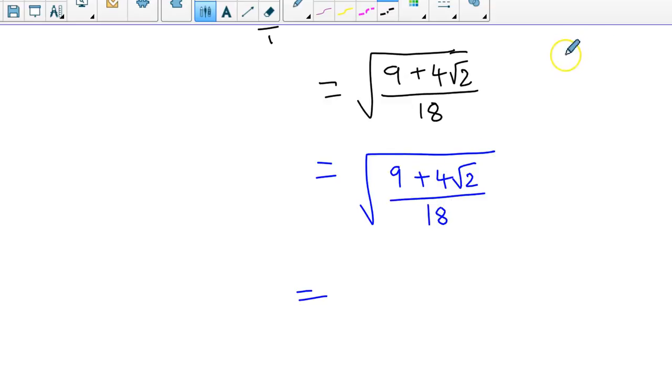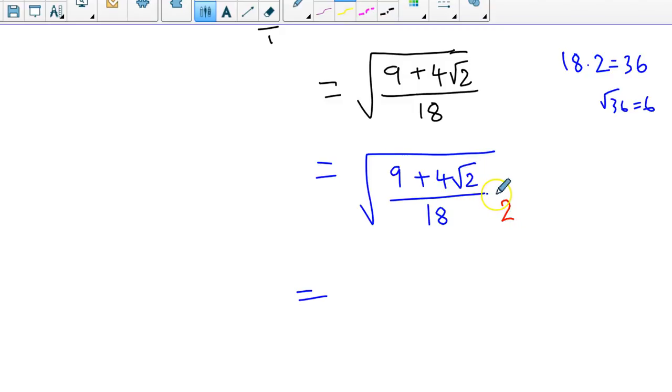and as 18 is not a perfect square, what is the least number that is available? Right after 1 I have 2. Let me multiply 18 with 2. 18 times 2 is 36. 36 is a perfect square because square root of 36 is 6. 6 times 6 is 36. Anyway, so I have to multiply this 18 by 2.